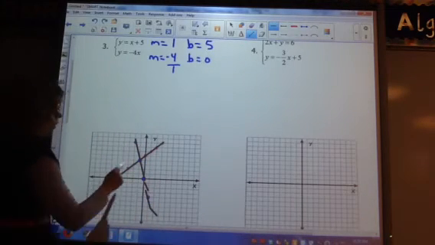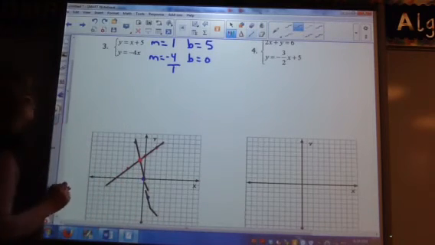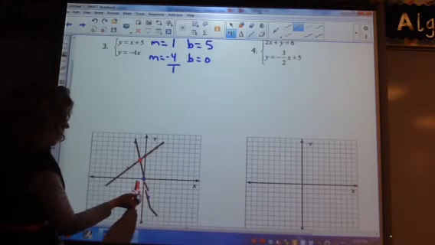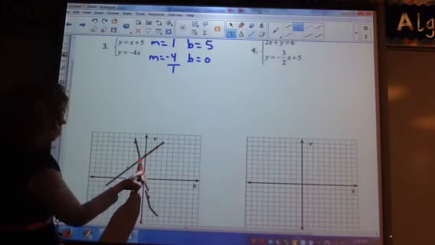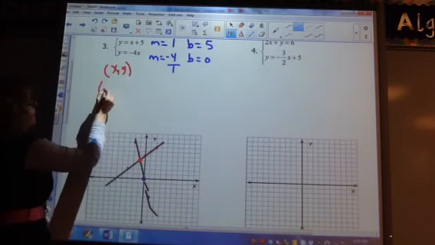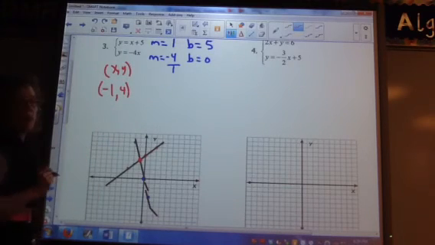Oh, that didn't turn out too good. But you see your intersection. Your intersection is this point right here. So we have to identify what this coordinate is. So we went left 1, up 1, 2, 3, 4. All right, so for your ordered pair, for my x, I went left 1, so it's negative. I went up 4, so it's positive.